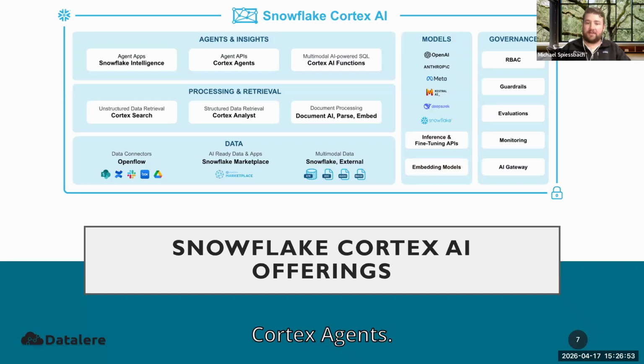Next on here is the Cortex agents. We've all heard about agentic AI. This is a workspace for you to build agents to do something with your data. It can really be anything that you want it to be, and it's kind of a low code, no code type of environment where you give an agent instructions.